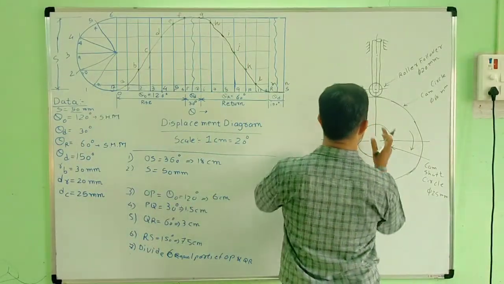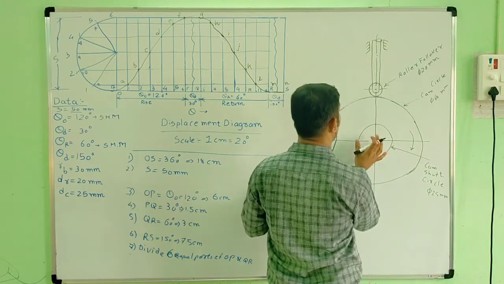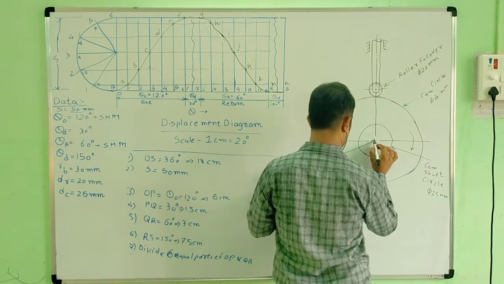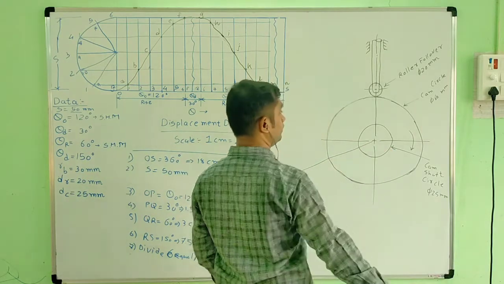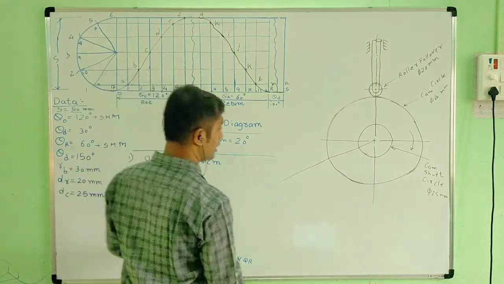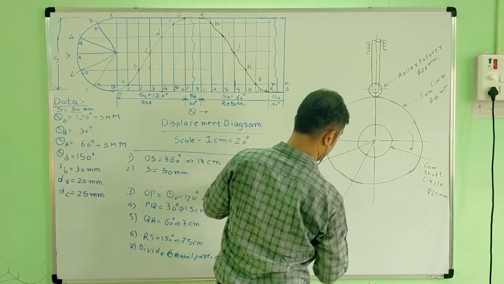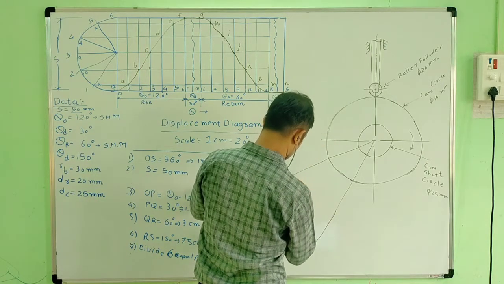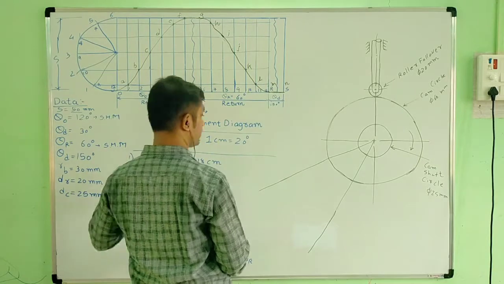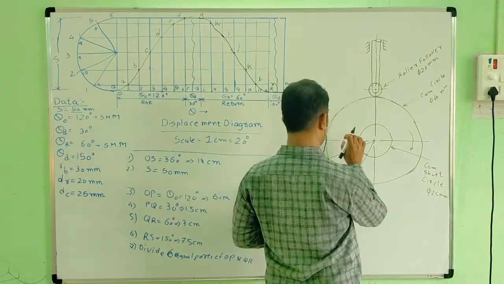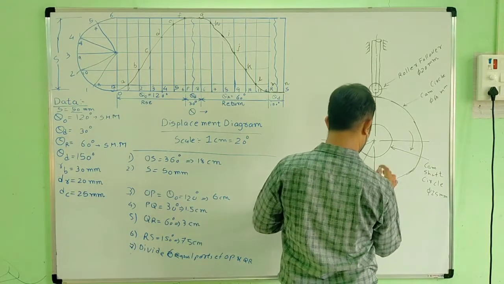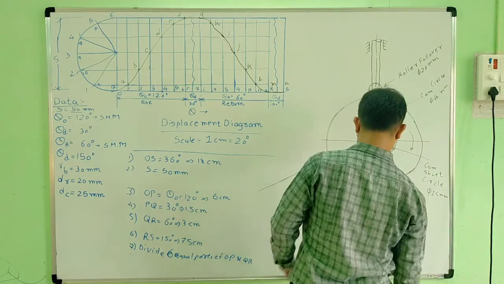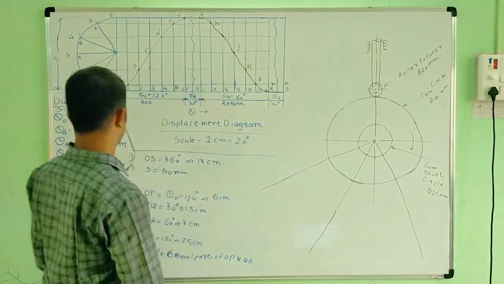So from the point you have to use a protractor to make an angle. Okay, 120 degree. Then 30 degree. Then 60 degree. So 120, 30, 150, 30. Okay. Now next one.